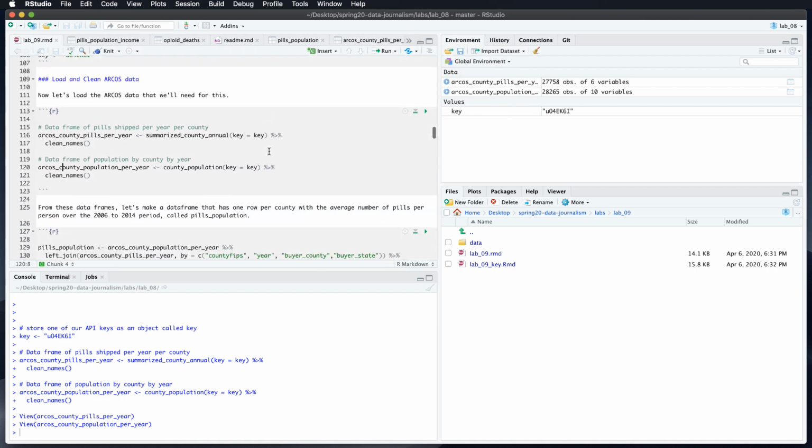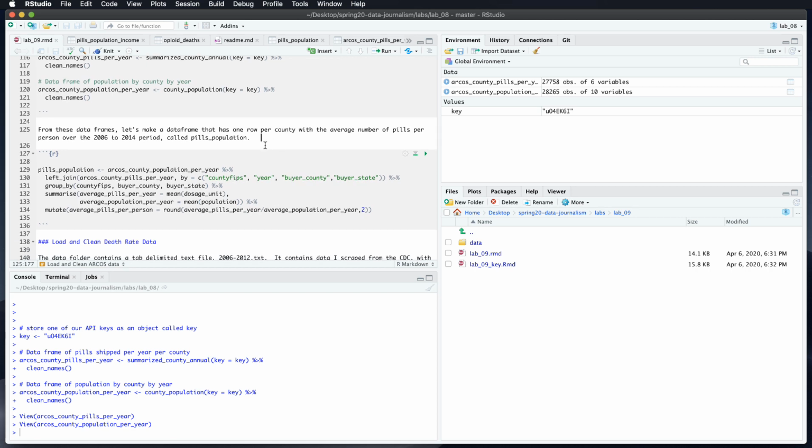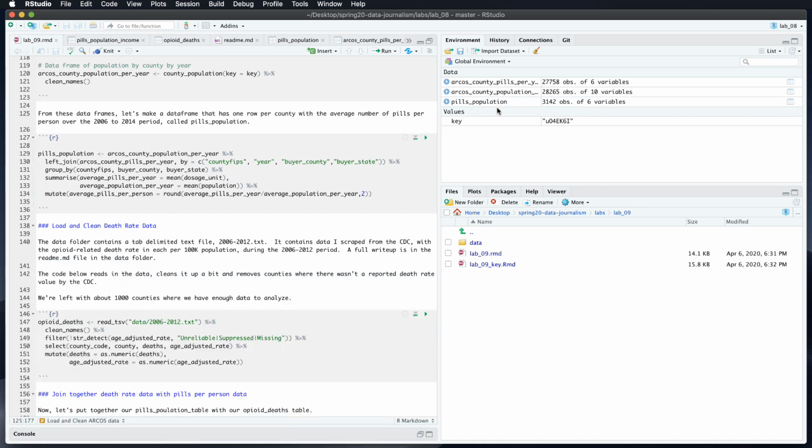Okay. All right. Now we're going to put them together into a single table, and I'm going to run the code here, and then I'm going to pop up the table, and then we'll walk through what it does.